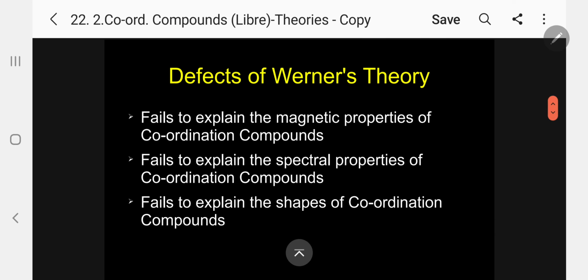Now, the defects. What are the defects of Werner theory? Drawbacks. Number 1, it fails to explain the magnetic properties of coordination compounds.